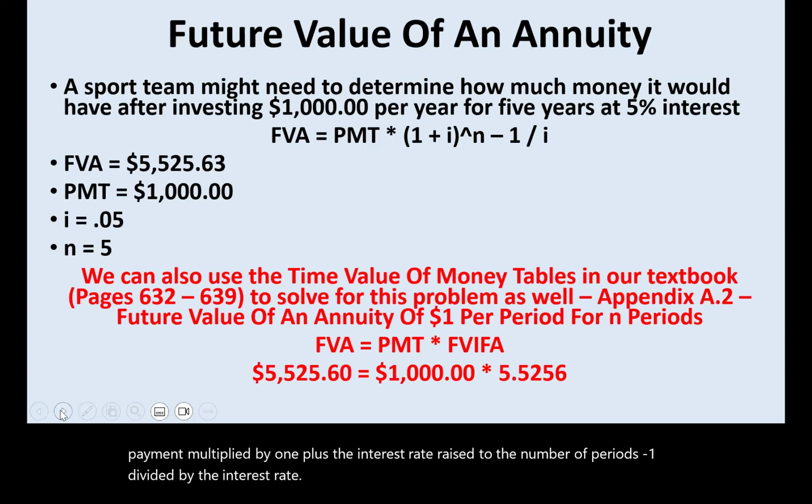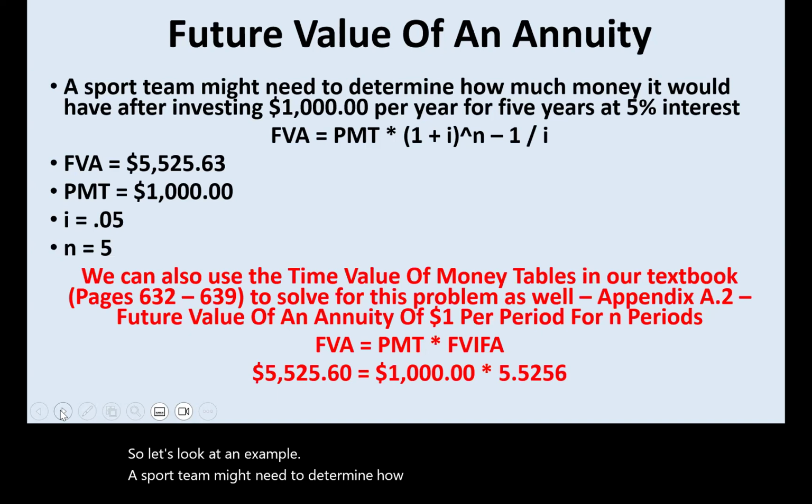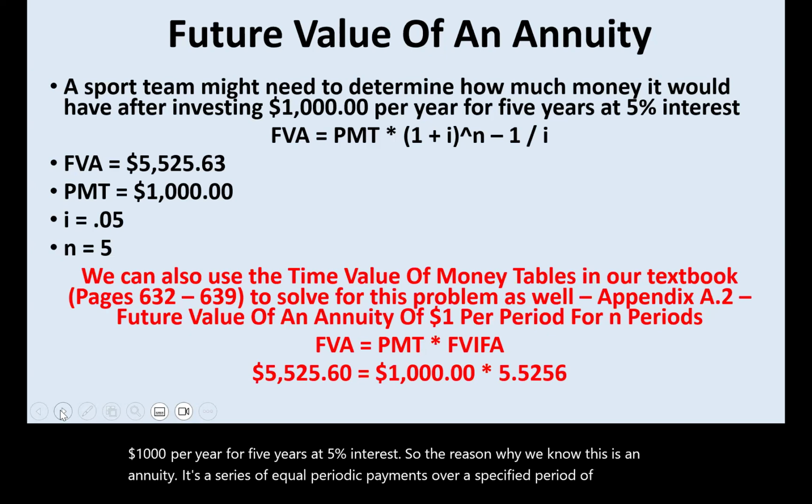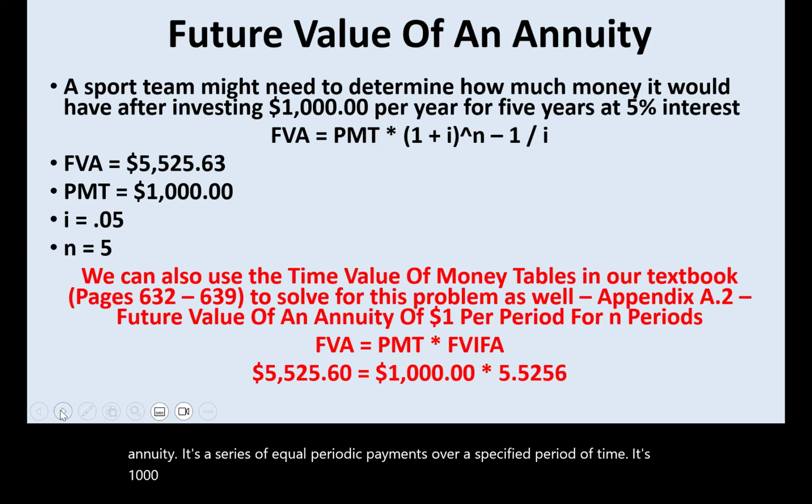So let's look at an example. A sport team might need to determine how much money it would have after investing $1,000 per year for 5 years at 5% interest. So the reason why we know this is an annuity, it's a series of equal periodic payments over a specified period of time. It's $1,000 a year for 5 years. That's why it's an annuity.